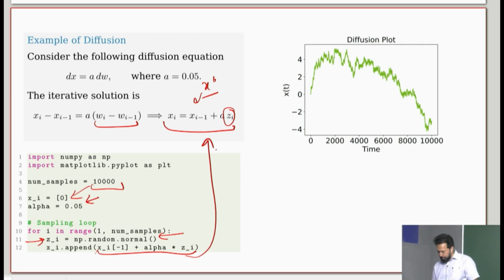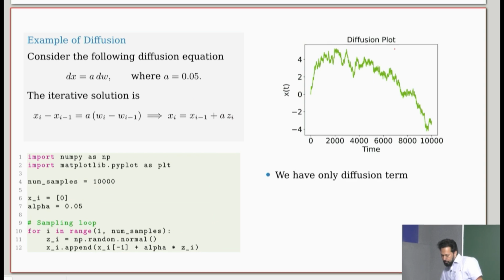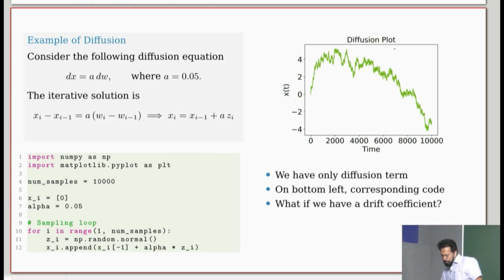Now if we plot this, this is how the solution to this diffusion equation looks. Sometimes you see some stock prices also behaving like this. This is the reason why stochastic processes are very popular in quant jobs. They study a lot of other models, the Black-Scholes model and things like that. But essentially SDE is one of the central tools in those jobs. So we only had a diffusion term here, and we had a simple code.